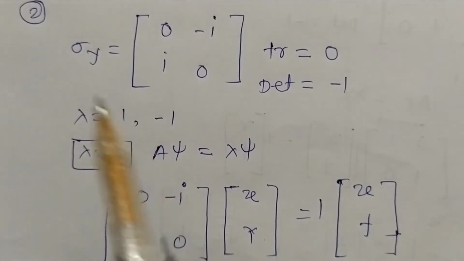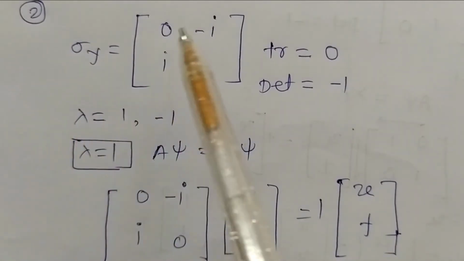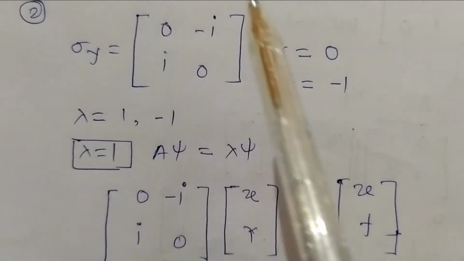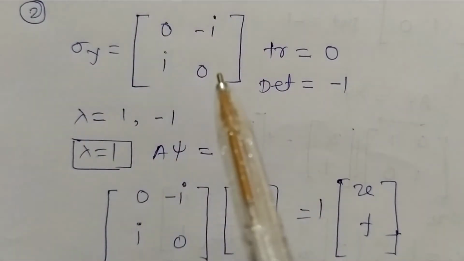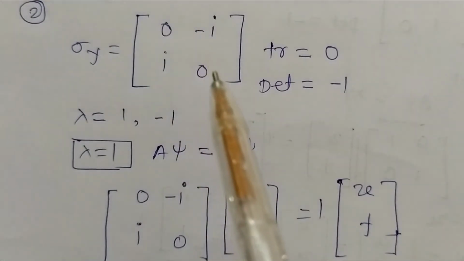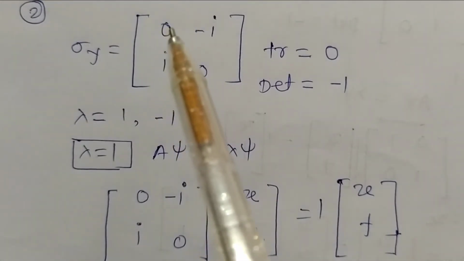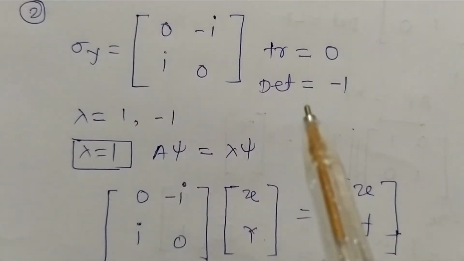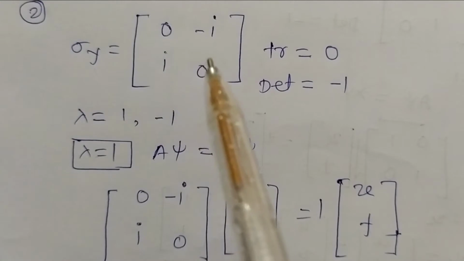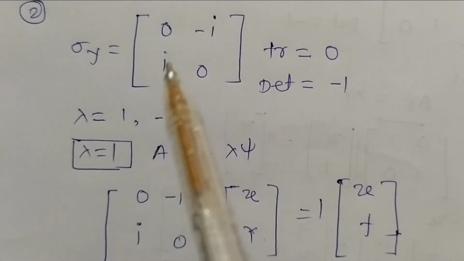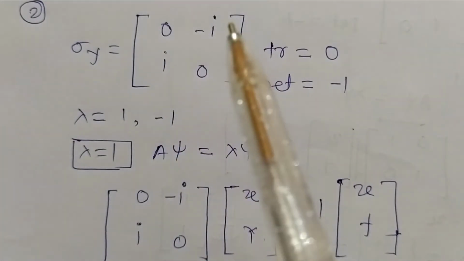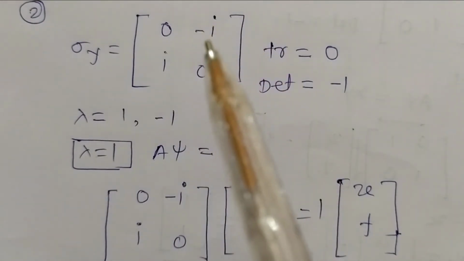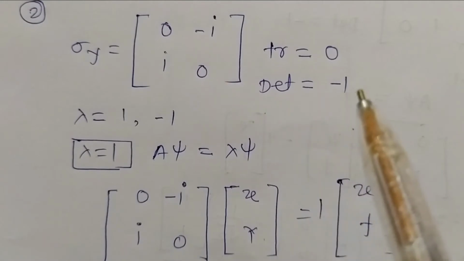When we consider another example, sigma y is equal to [0, minus i; i, 0]. Here the trace of this matrix is the addition of the diagonal elements. The diagonal elements are 0, 0, so the trace is 0. And the determinant is 0 into 0, minus (minus i into i). Since i squared is minus 1, and minus into minus, the determinant is minus 1.